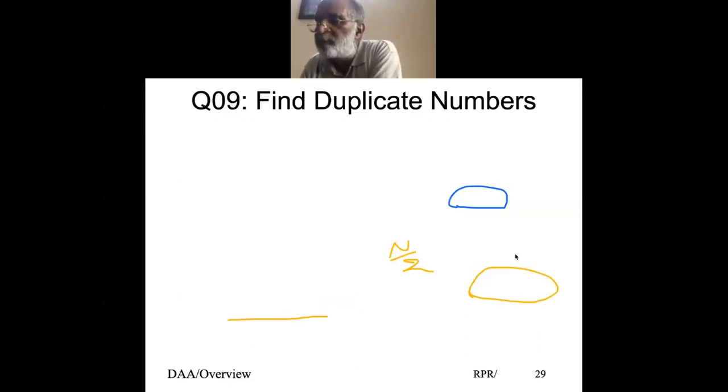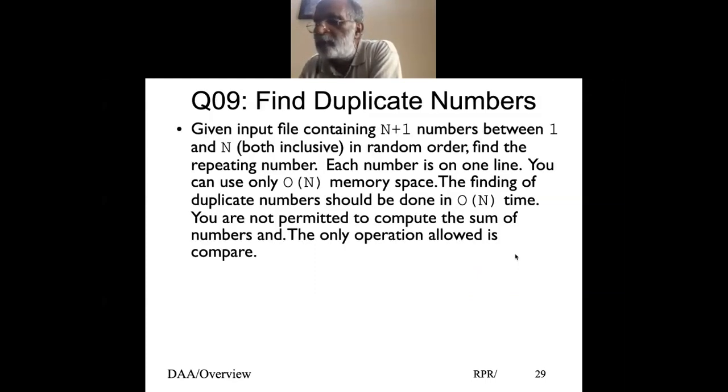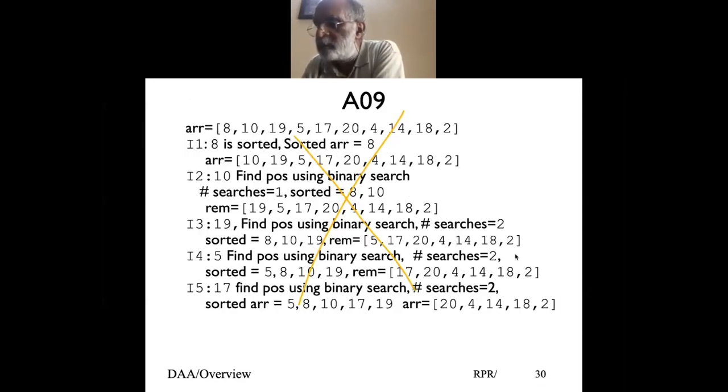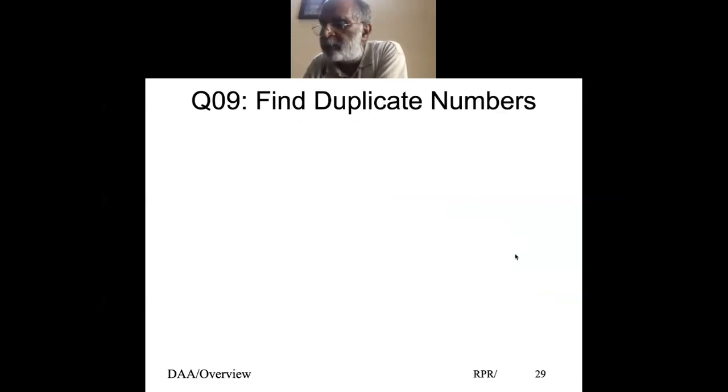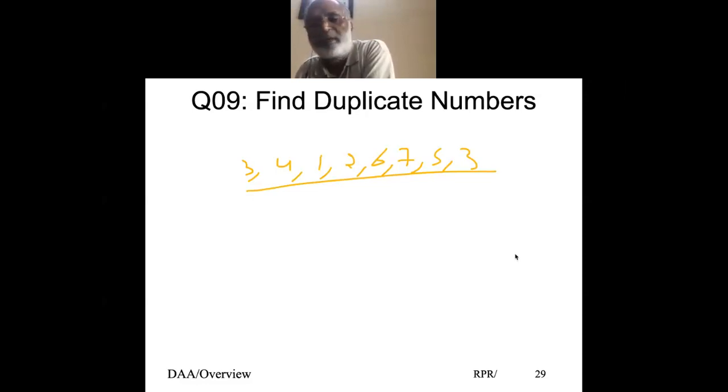So the way you need to work is, given the numbers here, when you do n by 2, let's say this is the input array. So this is wrong, I gave a wrong answer there. It should be all the numbers. Let's say the numbers happen to be 3, 4, 1, 2, 6, 7, 5, and 3. So I have 8 numbers and 3 is duplicate. So my n is equal to 7 and I need to find the duplicate.